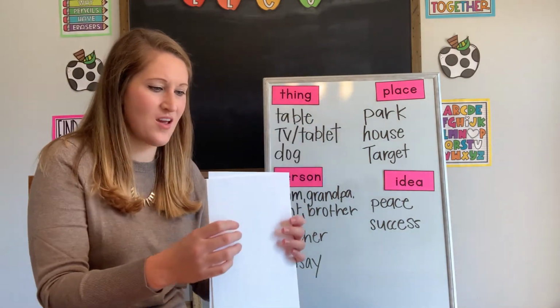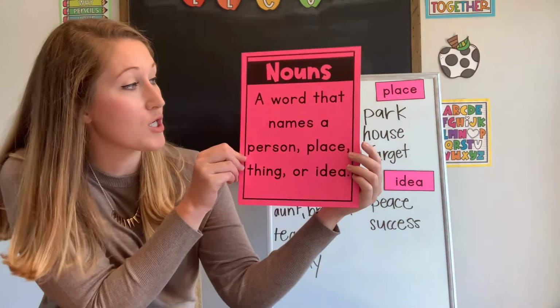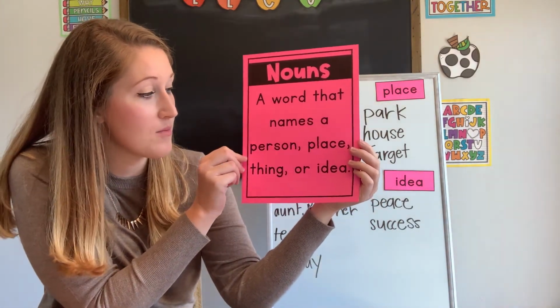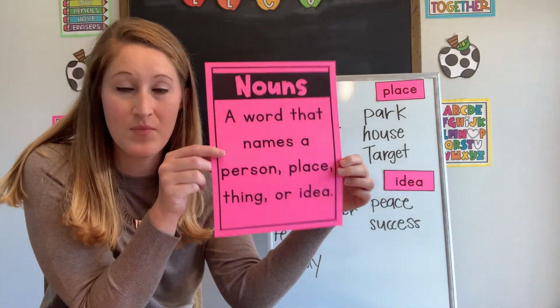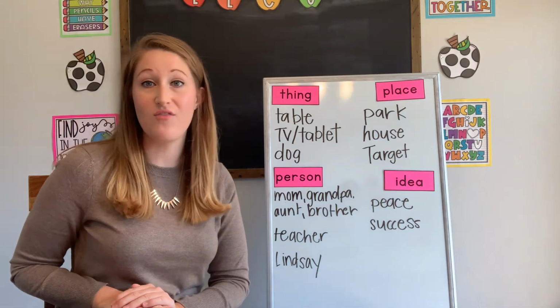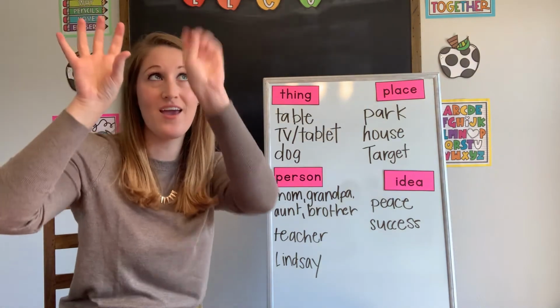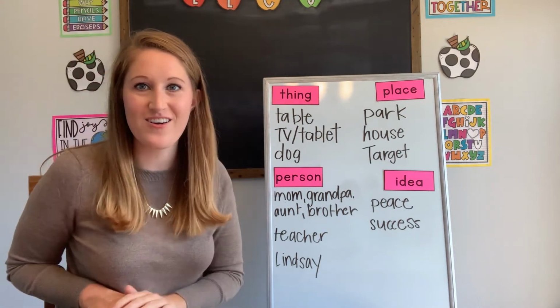Very good. All right, so those are our nouns. Words that name a person, place, thing, or idea. So now that you've done some nouns, go ahead and give yourself a firecracker shout out. So big firecrackers in the sky. You guys have been working so hard. Awesome work. All right, you're ready to tackle our next part of speech?